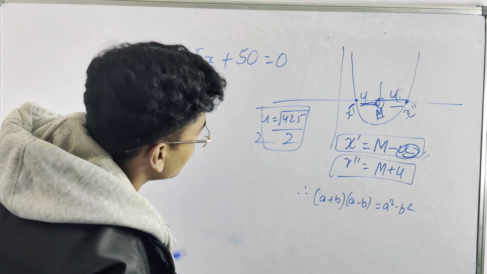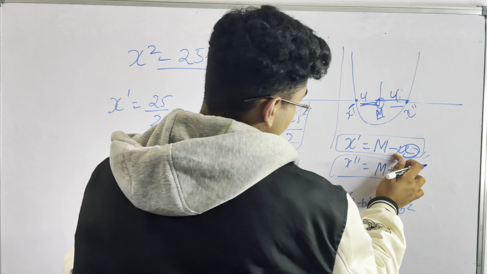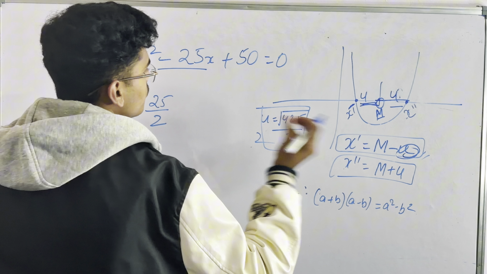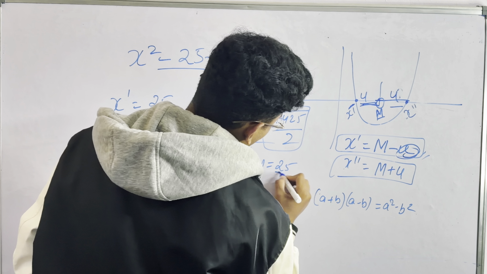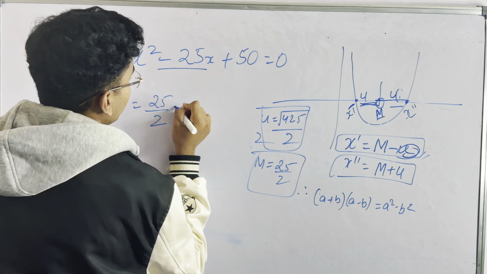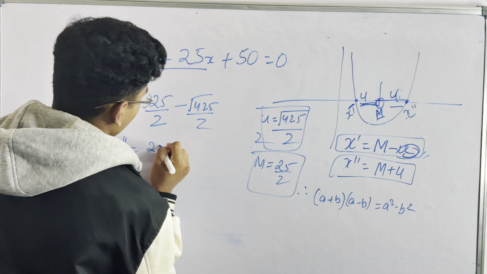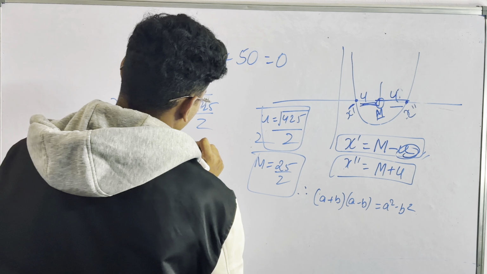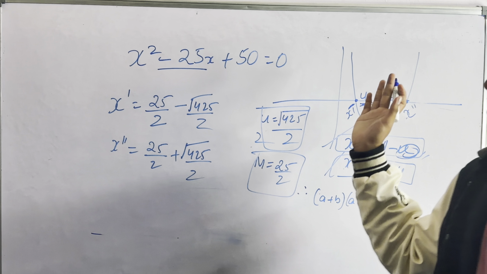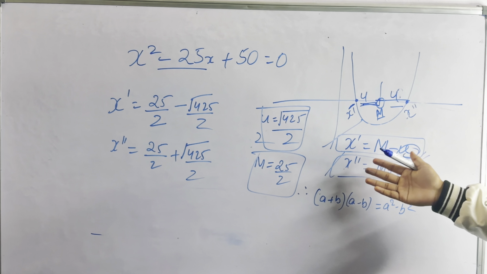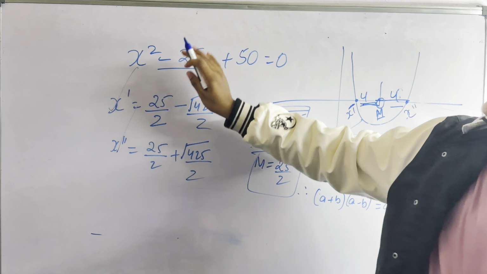I think we have arrived at the answer. We are using the formula: m we know, m is 25 by 2, the average. So x dash is 25 by 2 minus root of 425 by 2, and x double dash is 25 by 2 plus root of 425 by 2. So we get the roots of this equation.